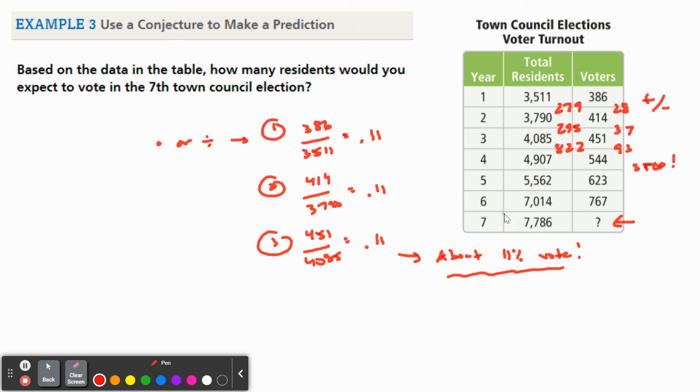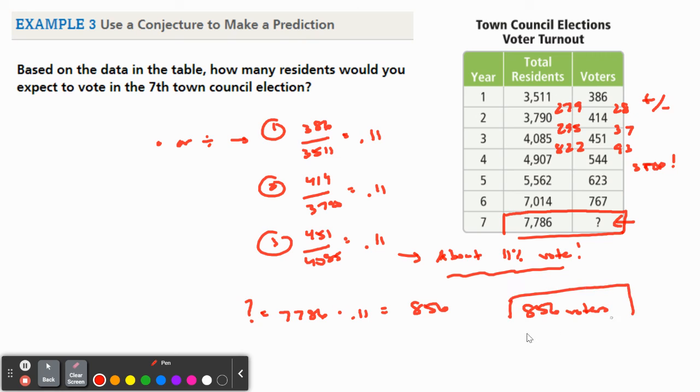So to find how many voters there would be in the 7th year, we're going to take the 7,786 for our question mark, and we're going to multiply it by 11% as a decimal. When you do that in your calculator, you get around 856. So we think that in the 7th year, there's going to be 856 voters out for that election. Okay, let's stop the first video here, and I'll make the second video in a second.